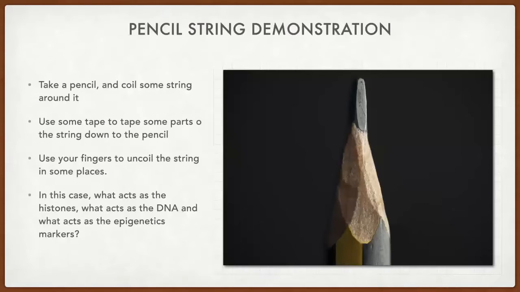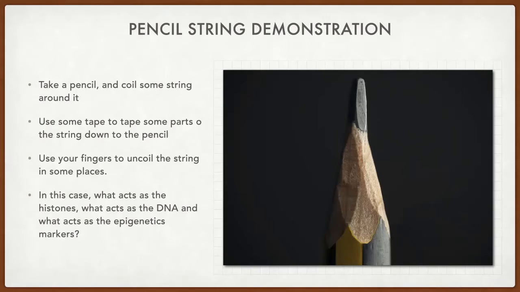So for example, let's say you have a pencil. Try this at home. You take a pencil and you coil some string around it. Use some tape to tape some part of the string down to the pencil so it can't move, and use your fingers to uncoil the string in some places. In this case, what do you think acts as histones? What acts as the DNA? And what acts as the epigenetic markers?